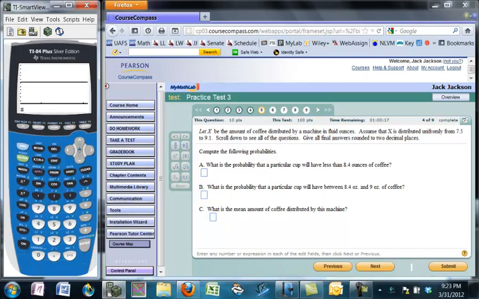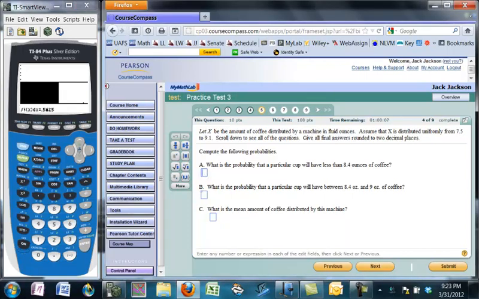7.5 to 8.4. That'll shade it and compute it. And it says 2 decimal places, so 0.56. Okay, that looks good.